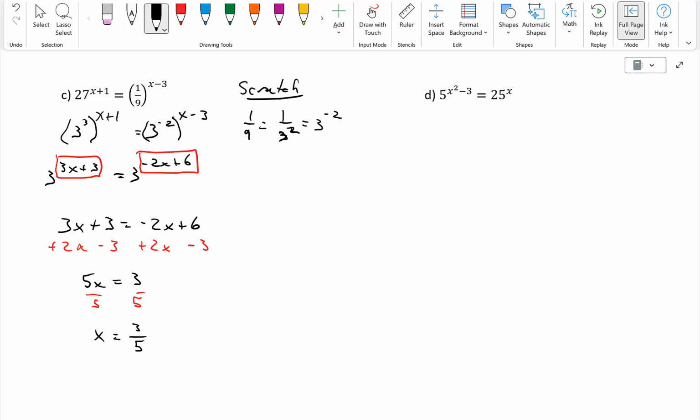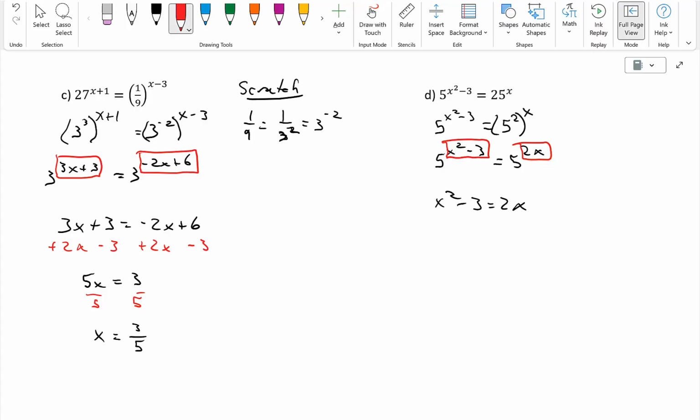For d, we've got base 5 on the left and 25 so far on the right. So left side is already prime, that base. We can write it as 5 to the x squared minus 3 still. For the right side, the 25 we'll write as 5 squared to the x, which gives us 5 to the x squared minus 3 equals 5 to the 2x. And then we can set our exponents equal to each other. X squared minus 3 will be equal to 2x.